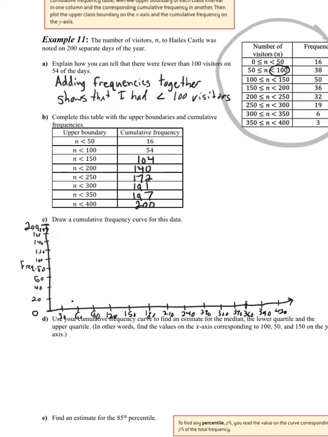I'll do this in a different color. At 100 on the upper boundary, the number of visitors, we had 54 frequency. And then when we got to 150, the frequency was up to 104. When we went to 200, the frequency was 140. So we just keep sketching our points. And then we went up to 172 when we got to 250. So yeah, we're just plotting points.